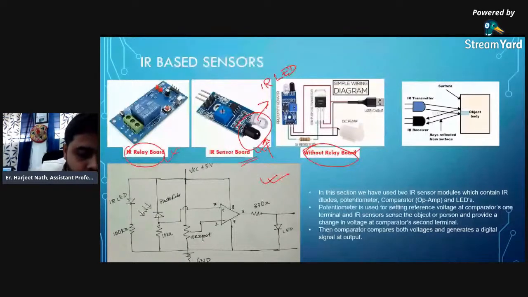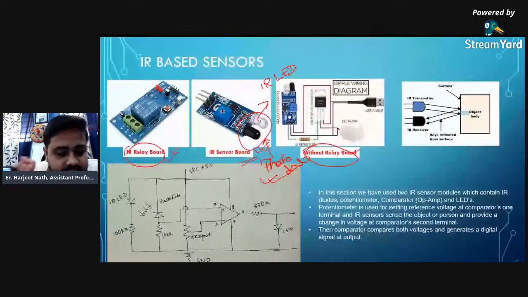Photodiode. Now, this IR LED is like a normal LED, which emits light in the IR spectrum, and therefore it is not visible to human eyes. The photodiode, which is also said to be a light dependent resistor, has a very high resistance in the absence of light, and its resistance drops whenever light falls on it.